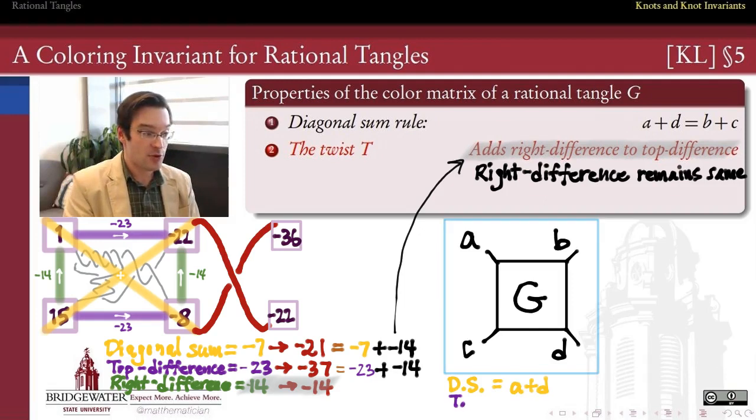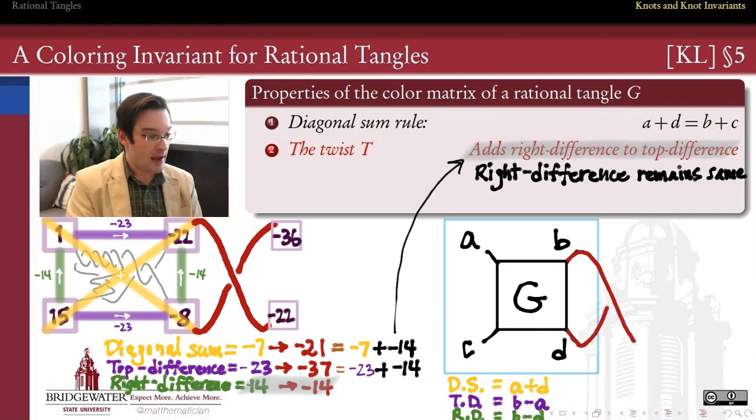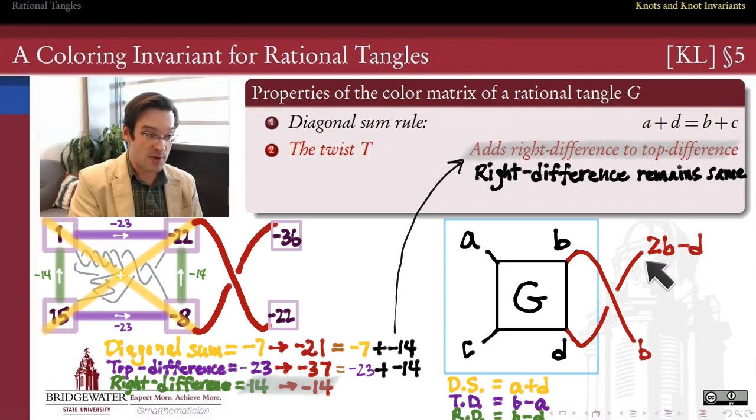And you'll notice that that's true in general, not just for the tangle that we just looked at. So if I have a tangle that has color matrix A, B, C, D, and I add in a twist to it, now the southeast is going to be B, the northeast is going to be 2B minus D, twice the over minus the under, that's our coloration scheme. And so my new top difference is going to be this minus this, 2B minus D minus A.